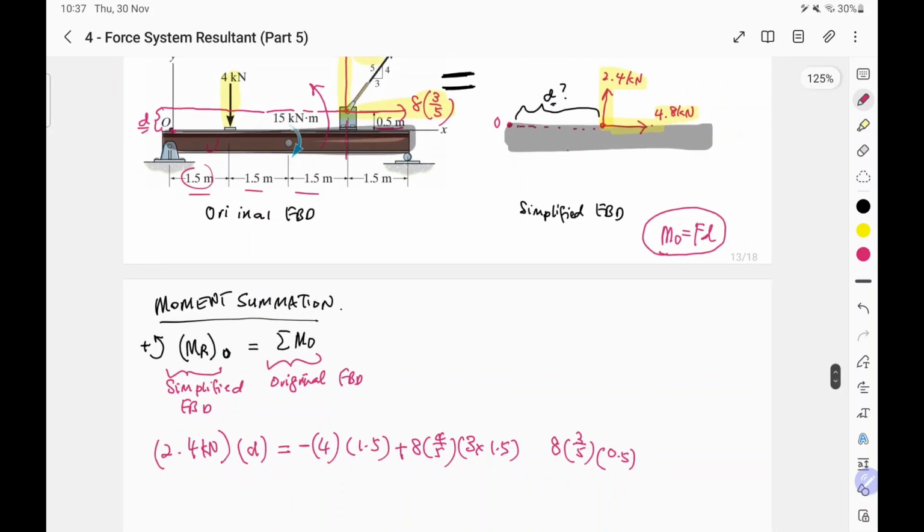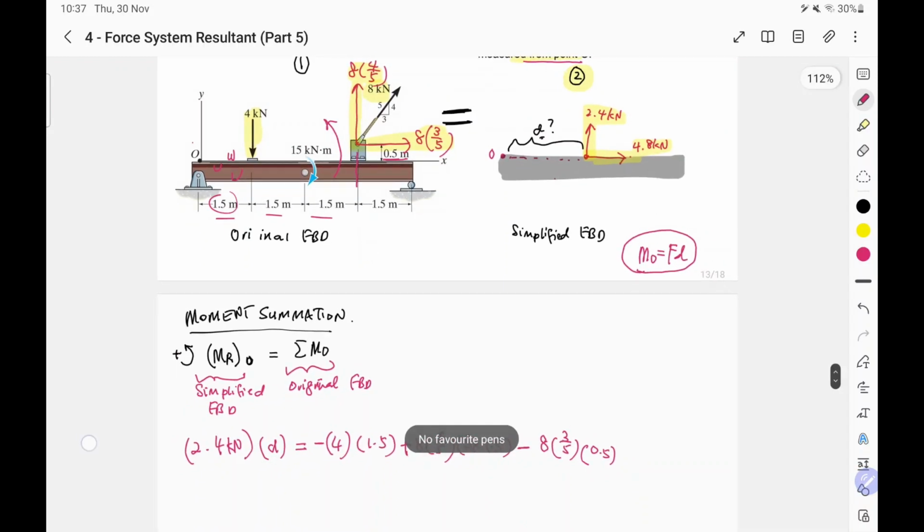What kind of rotation is produced by this line of force? If it points to the right, and you draw its moment direction, it will be in a clockwise direction. So therefore in our equation it becomes negative. Basically you have converted 3 forces into an equivalent moment: this 4, this 8 times 4 over 5, and this 8 times 3 over 5.